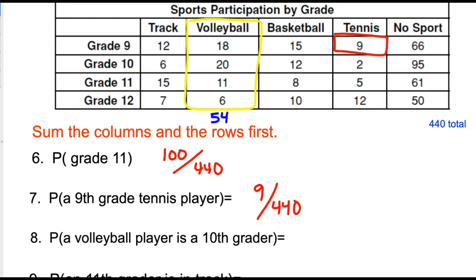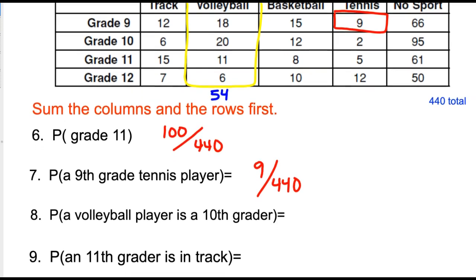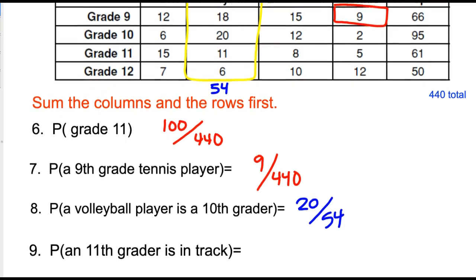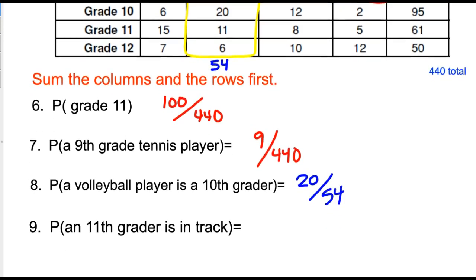Yeah, 38. 49. Yep. So of the 54, what's the probability a volleyball player is a 10th grader? That's going to be 20 out of a total of 54. So we're giving the condition that, hey, we're looking at all the volleyball players. What's the probability that one of them's a 10th grader?